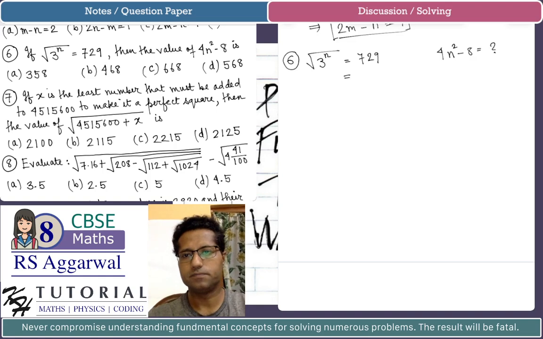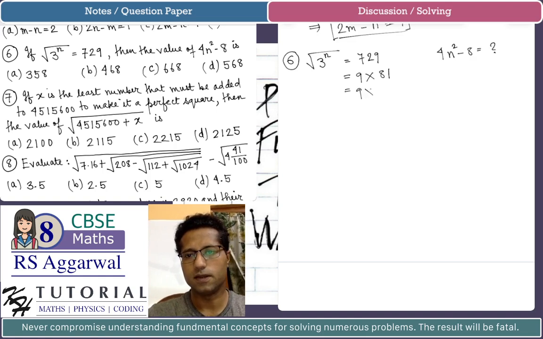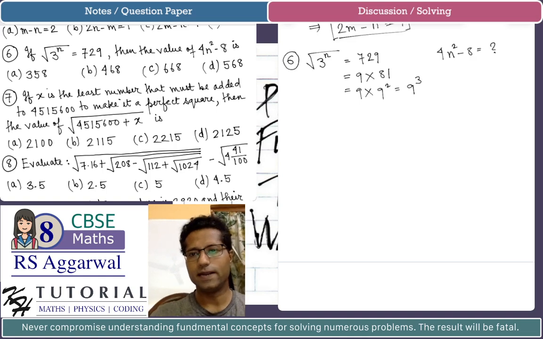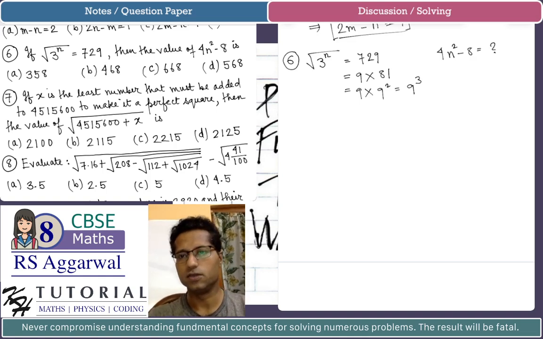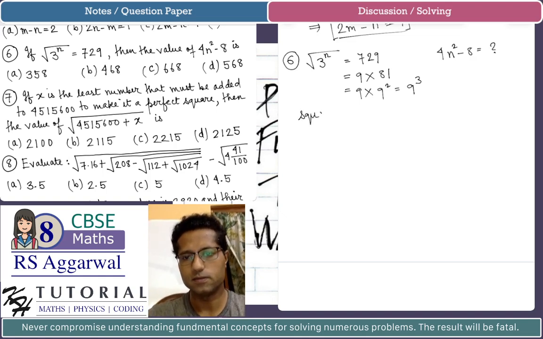Now 729, let's factorize it so that we will obviously get a power of 3. This is 9 multiplied by 81. So this is 9 multiplied by 9 square. This is equal to 9 cube. So we know that 729 is 9 cube. Now on the left hand side we have a square root. To get rid of the square root, we can square both sides. Squaring both sides.